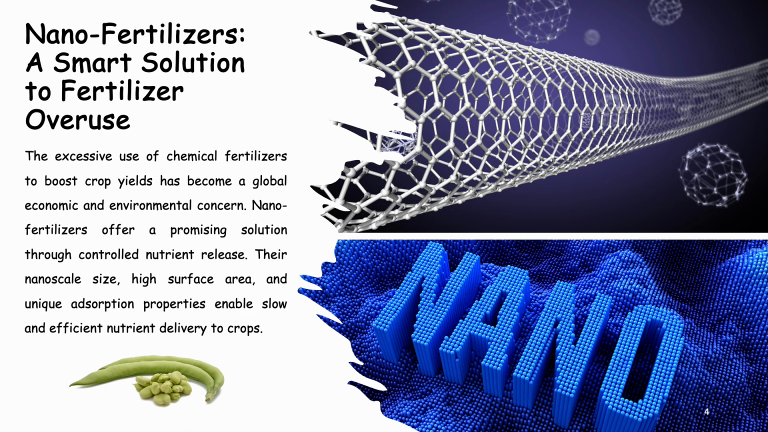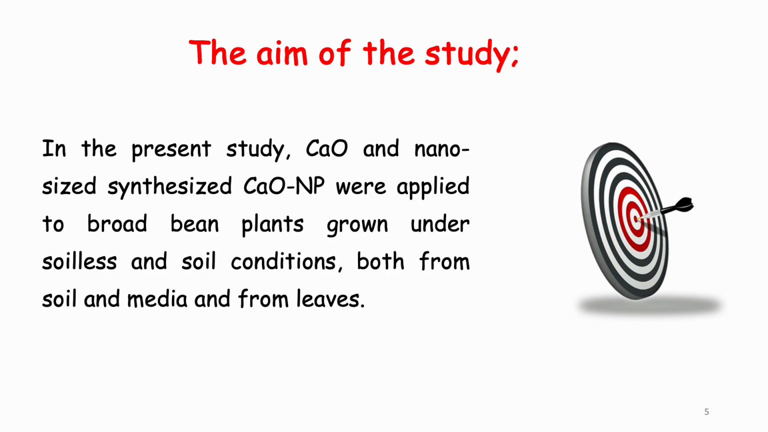Overuse of chemical fertilizer is now a major global issue, both economically and environmentally. Nanofertilizers offer a promising alternative. Thanks to their small size and special properties, they can release nutrients slowly and more efficiently, reducing losses and improving plant uptake. In this study, I applied both conventional calcium oxide and nano-sized calcium oxide nanoparticles to broad bean plants.